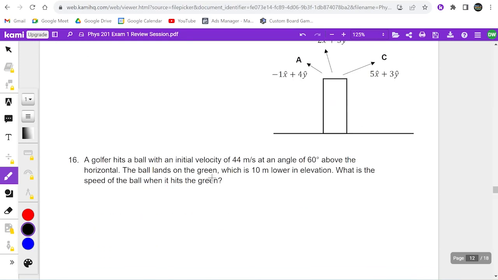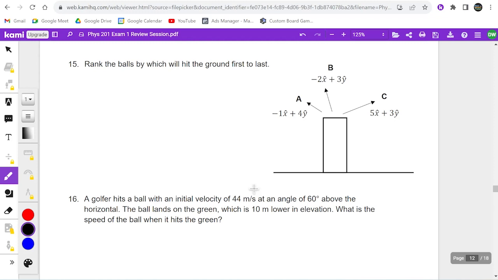Well, we have to do 15 first. Whatever. And then we'll do 16. Number 15, rank the balls by which will hit the ground first to last. Okay, which will hit the ground first and which will hit the ground last. You'll notice I give the velocities in x hat and y hat notation, which is fair game. Now, what am I looking for here for the x-axis and y-axis and all this stuff? I don't even have a height, right?